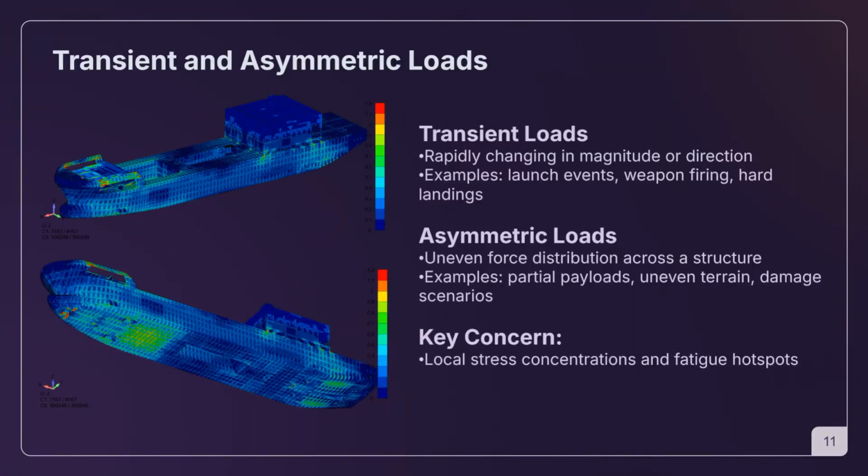Another type of loads would be transient and asymmetric loads. With transient loads we have rapid change of magnitude or direction. So, for example, launch events or weapon firing, hard landings in case of some parachute, or dropping of the load. And asymmetric loads, where the force distribution across the structure will be uneven, so some rotation, torsion, and so on. For example, if some part of a vehicle is designed to move on uneven terrain, that can cause some extreme load scenarios.